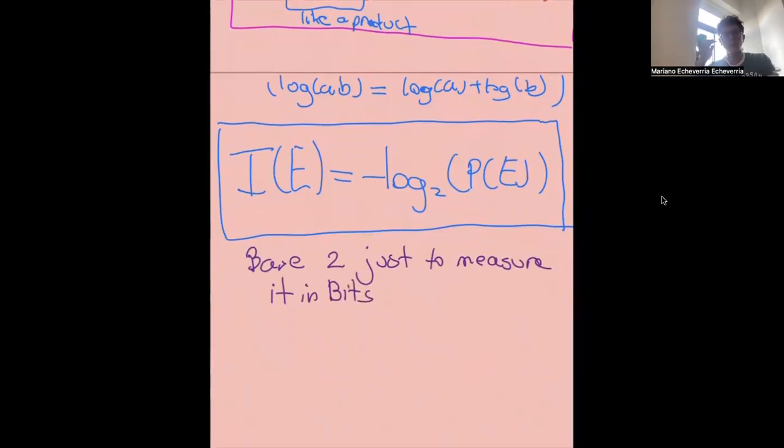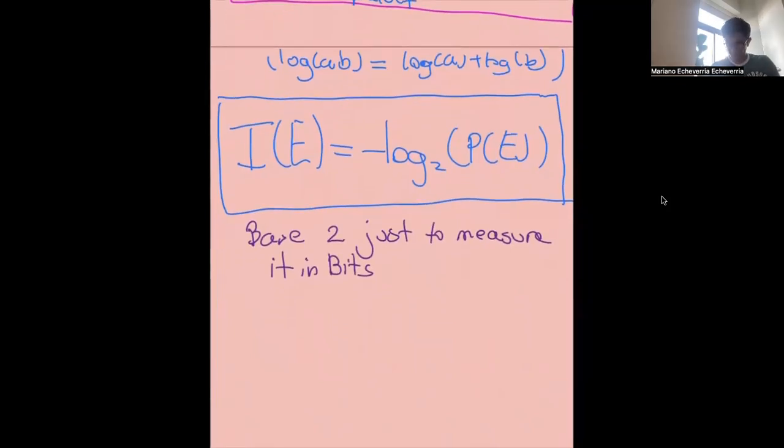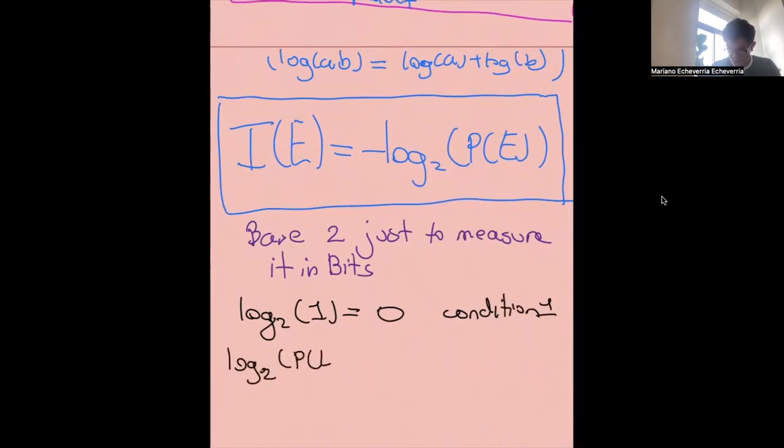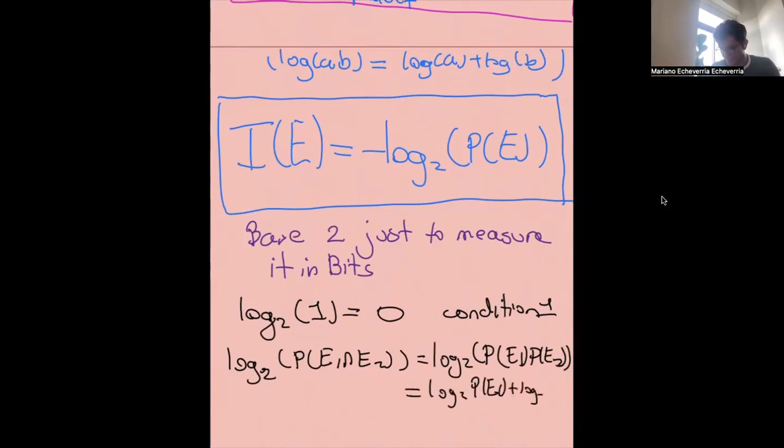And notice that since the logarithm in base 2 of 1 equals 0, that satisfies condition 1. And for independent events, like the logarithm base 2 of the probability of E1 intersection E2, since the probabilities multiply, you get the logarithm of P of E1 plus the logarithm of P of E2, and that's why it splits. So it does have the sum property because of what I was saying.